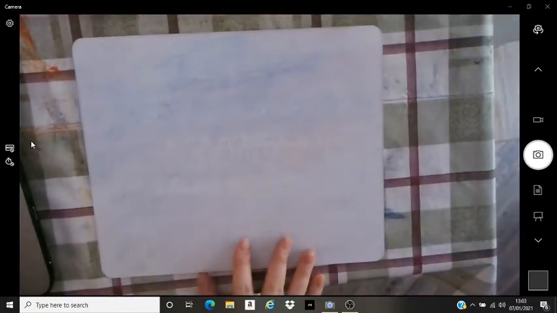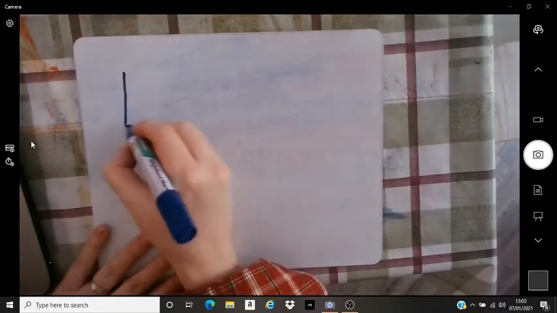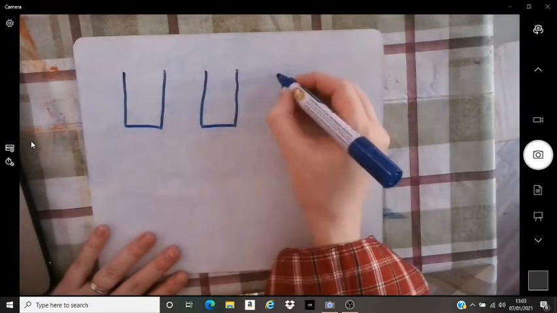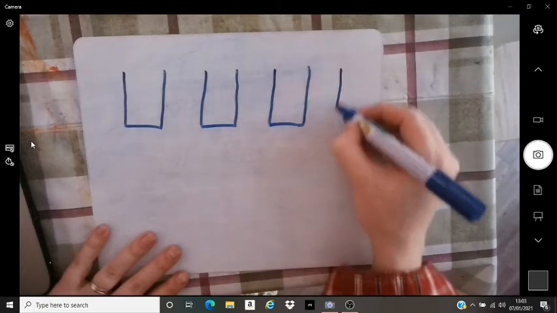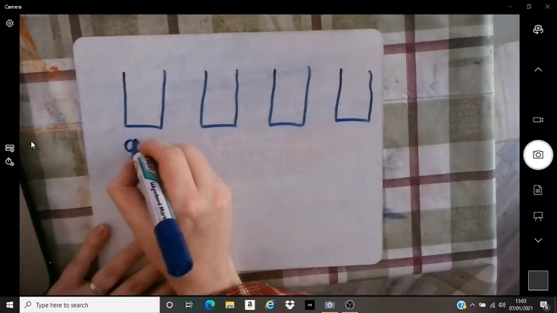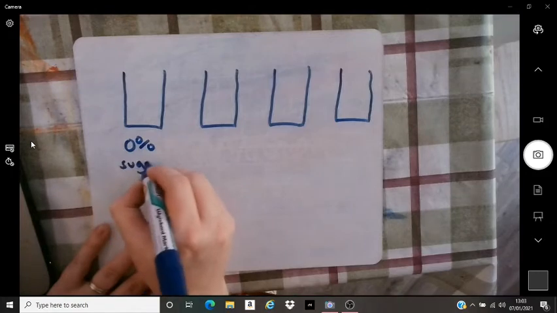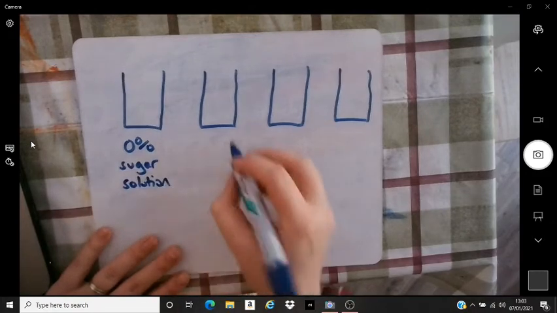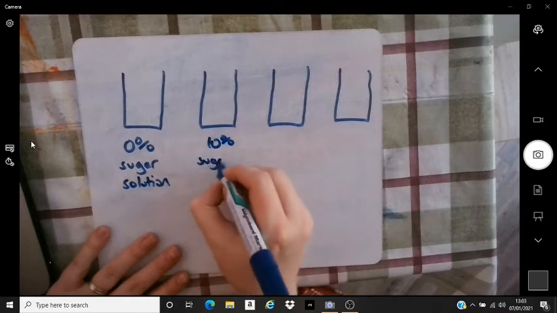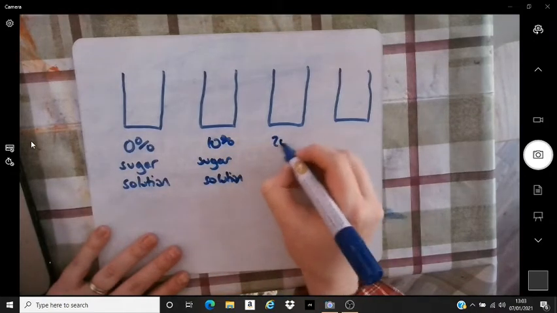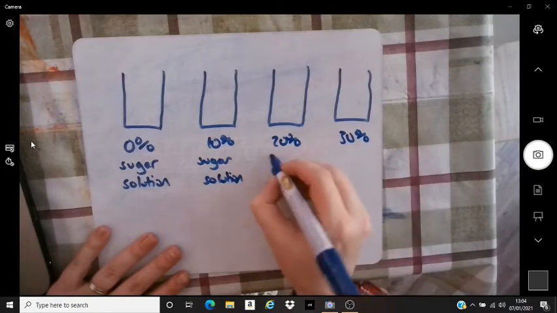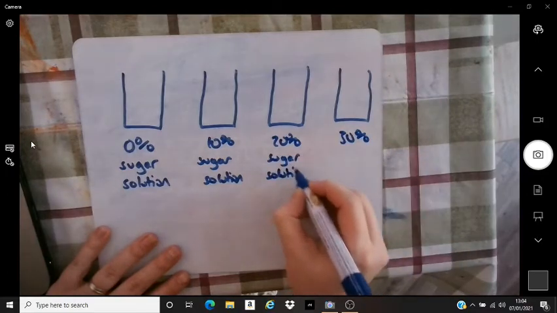definition to practical observations. And the most common practical observation is the potato required practical. So what we do in the potato practical is you get a few different concentrations of a sugar or salt solution. So I'm going to have a 0% sugar solution, a 10% sugar solution, let's do 20% and 30% sugar solutions as well.